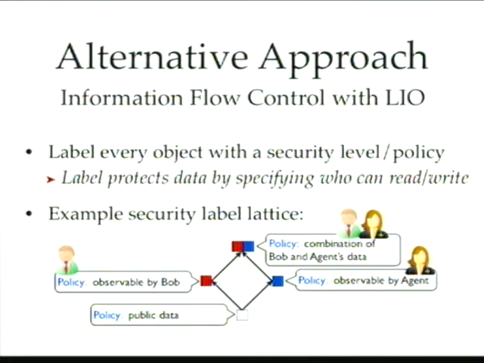And now we have two different users. We have Bob, who we denote by this red box. And you can see public information can be read by Bob because it flows up. And we have, say, the TSA agent who's in blue.